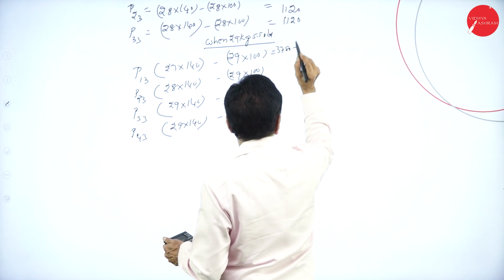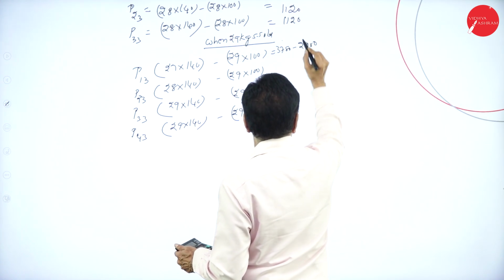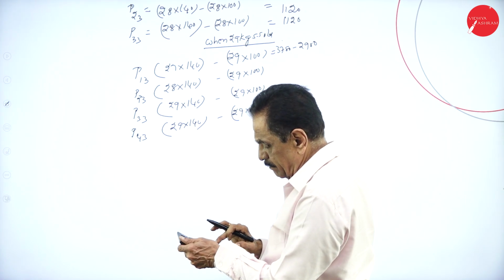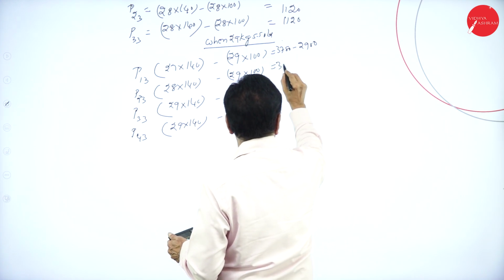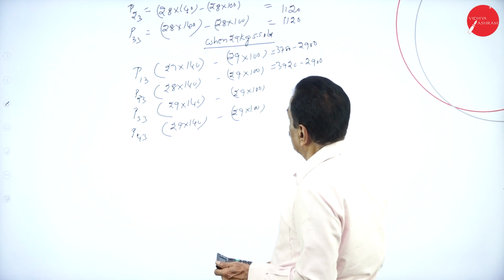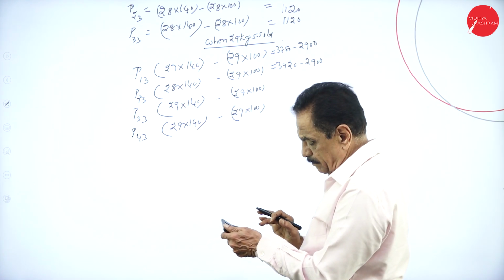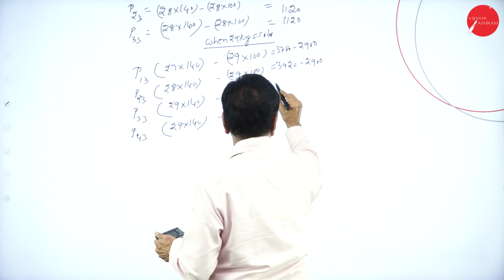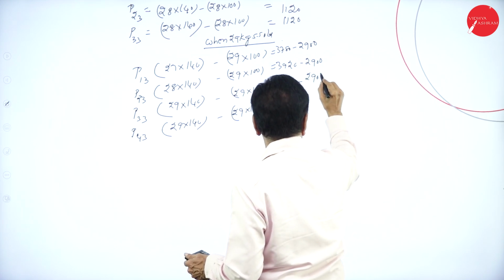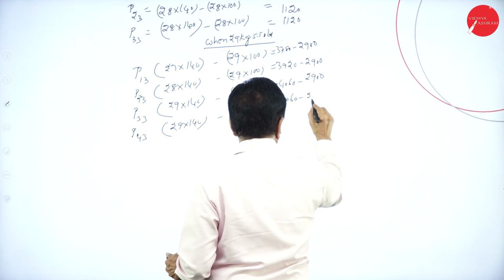3,780 minus 2,900. 28 into 140, 3,920 minus 2,900. Then 29 into 140, 4,060 minus 2,900. Last one same, 4,060, 2,900.